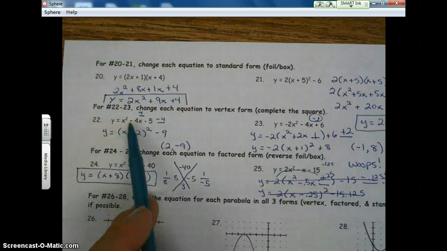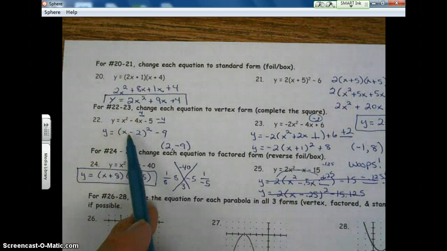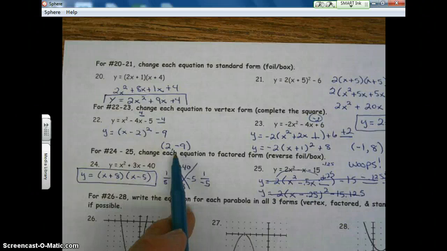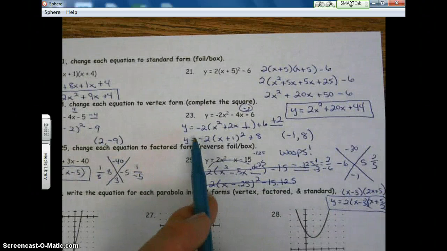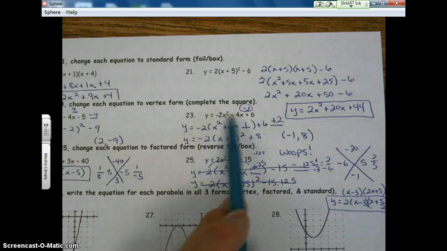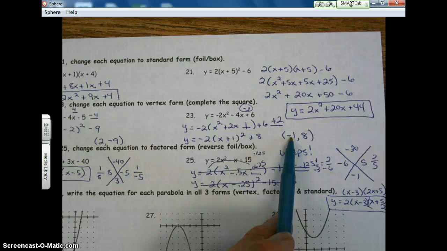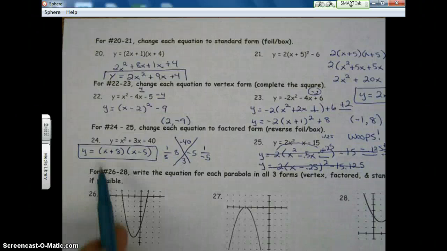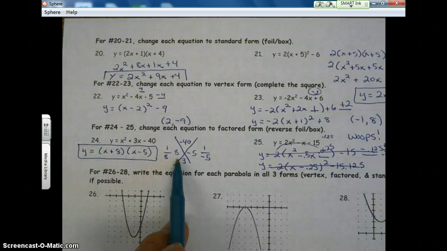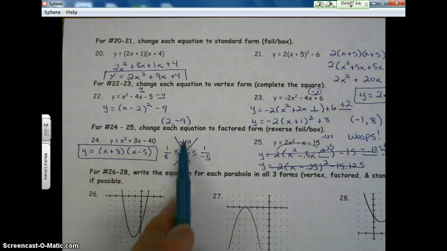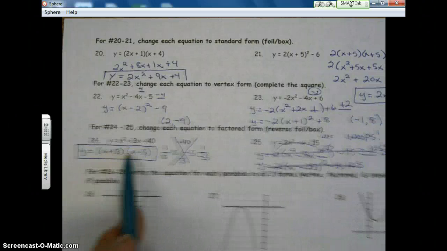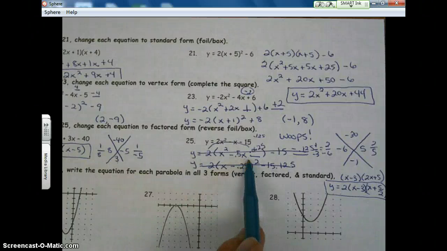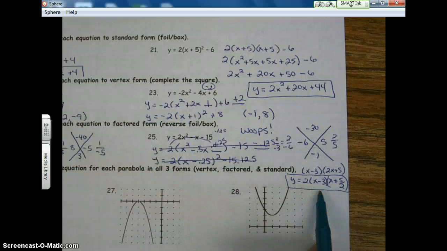Okay, 22. So I completed the square, got my vertex. 23. Factored out my -2 out of the first 2 terms, and then completed the square, got my vertex form. 24, use the x factor. Remember, A times C goes on top, B goes on the bottom. Okay. Now I messed up on this one. I wanted to complete the square. Was in a rush. So over here I did the x, and this is what I came up with.